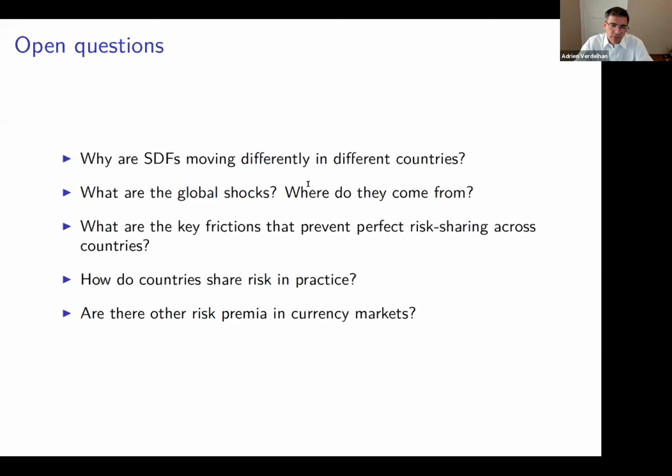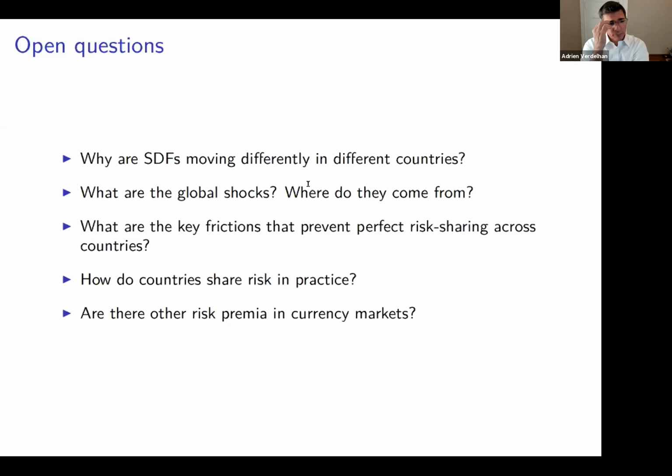and we need to think about why they move SDFs differently across countries. Now, you can also revisit everything you've learned on equity and bonds, right? We usually think that what matters are the systematic shocks, because the idiosyncratic shocks average out in portfolios. Well, the same logic applies here. But what are the idiosyncratic shocks? What are the global shocks? Where do they come from? This is, again, an avenue of research in itself.